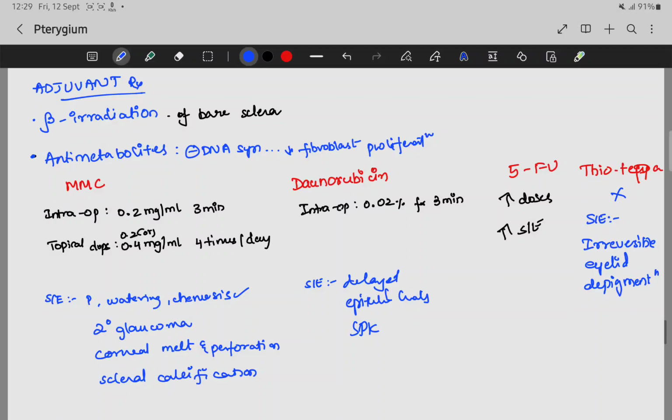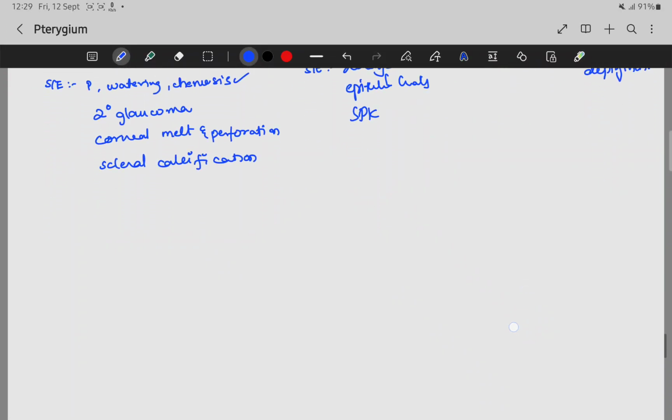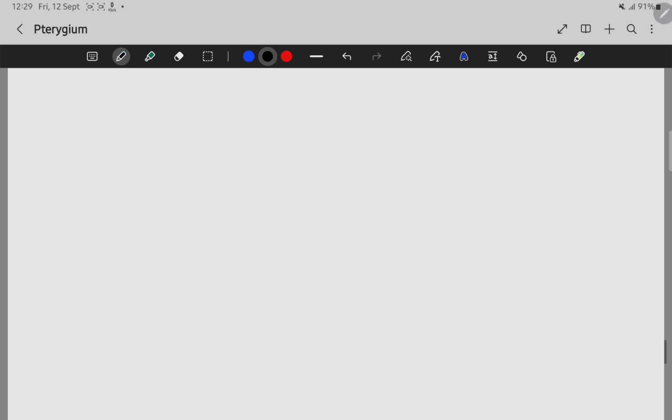Okay, so this was regarding the adjuvant treatment. We have discussed mitomycin C, daunorubicin, 5-fluorouracil and thiotepa, and beta irradiation. Now coming to the complications of pterygium surgery. We can divide them into intra-operative, immediate post-op, and late post-op.